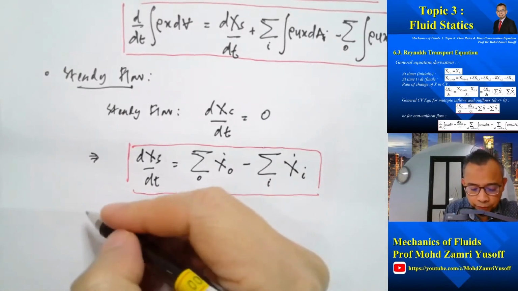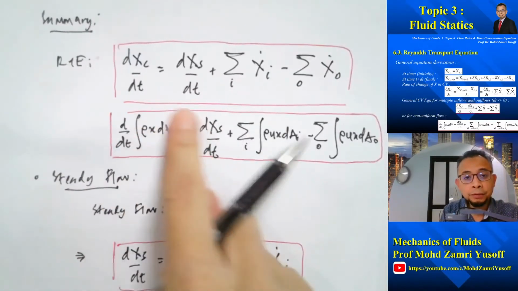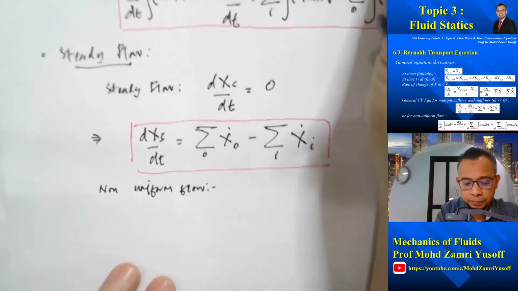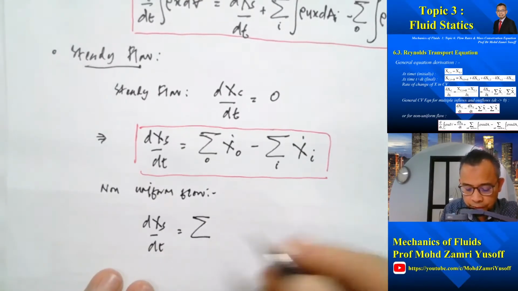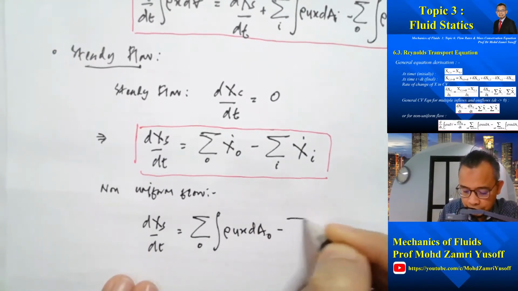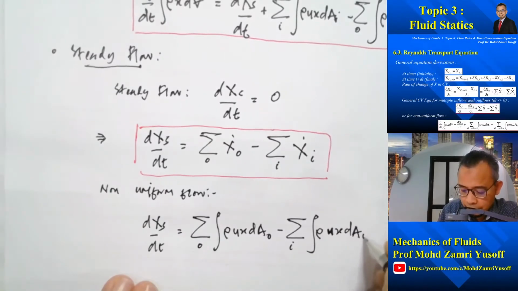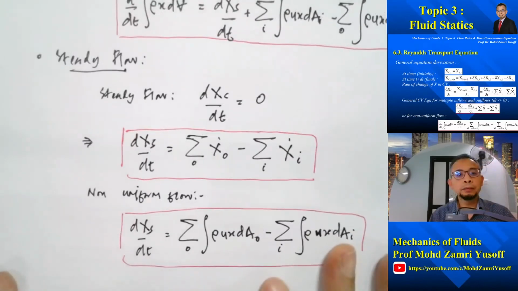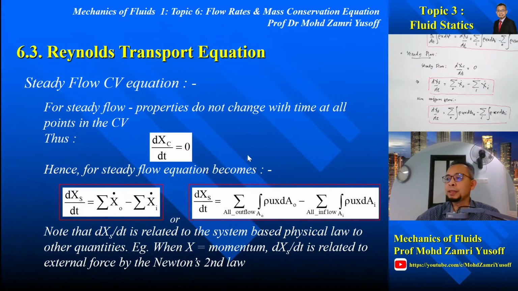And for general non-uniform flow, since this term here is equal to 0, then we're left with this term. So we can write dxs by dt is equal to the summation for all the outlets of rho ux dA outlet minus, for all the inlets, rho ux dA inlet. So these are the Reynolds transport equations for steady flow. So for steady flow, as per what we have just derived, we will get these two equations here.